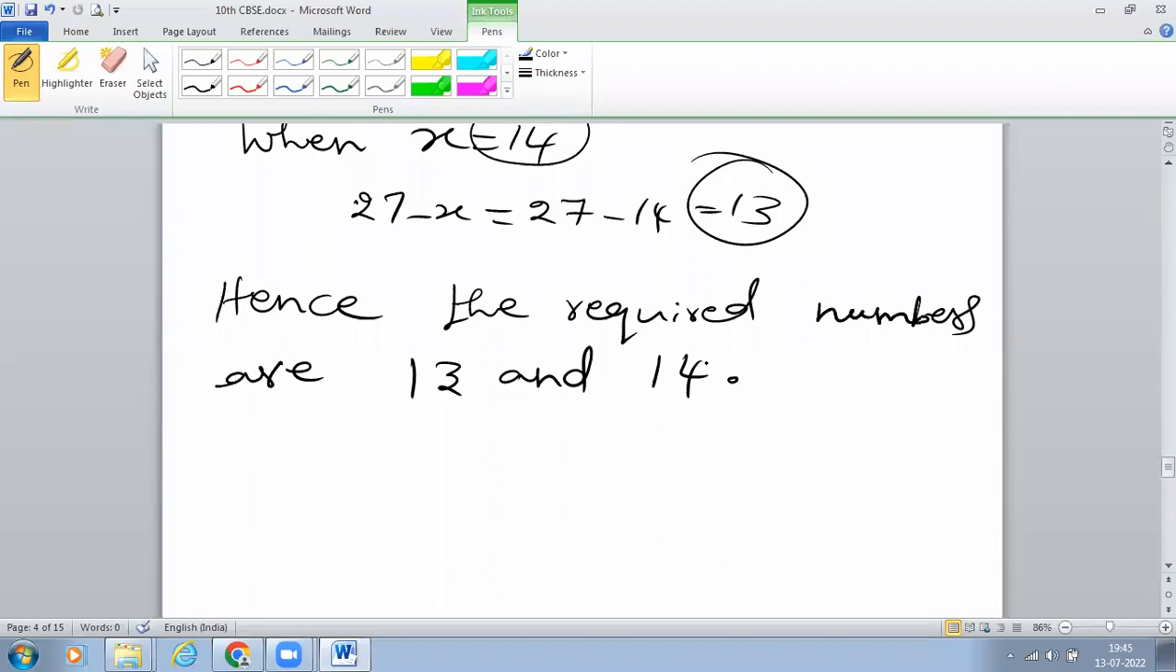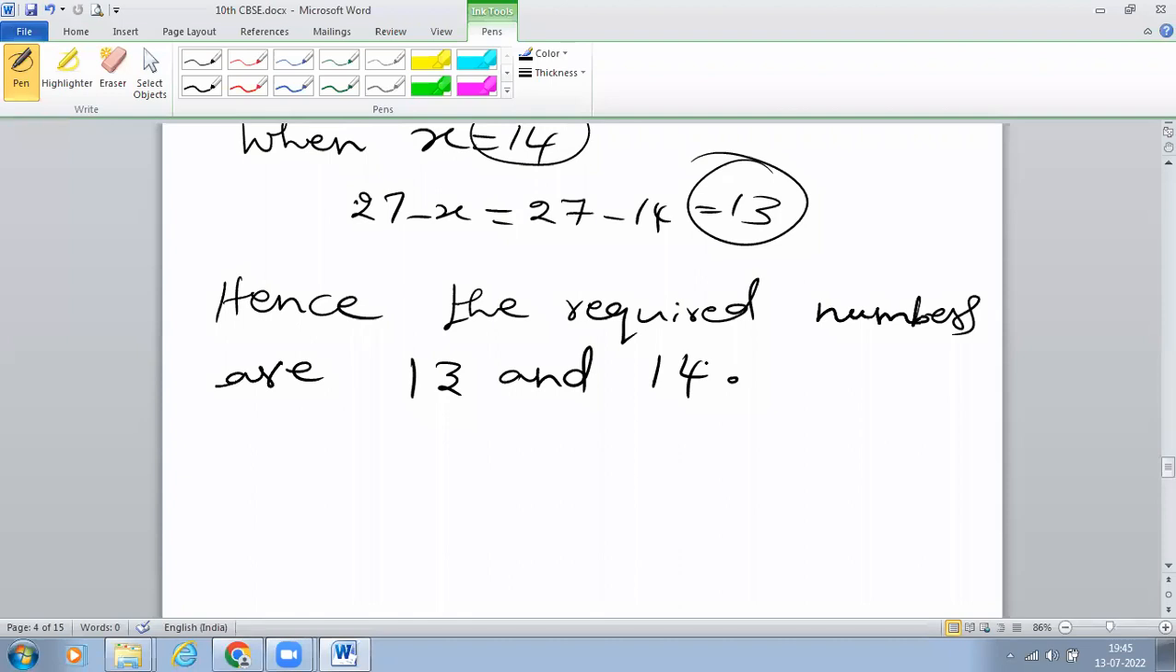Sir, question number 4. Okay, question number 4. I will do up to forming the equation. Will you be able to do the remaining part, ma? Solving the equation. Okay, sir. Yes, sir. Okay. Listen, very easy.